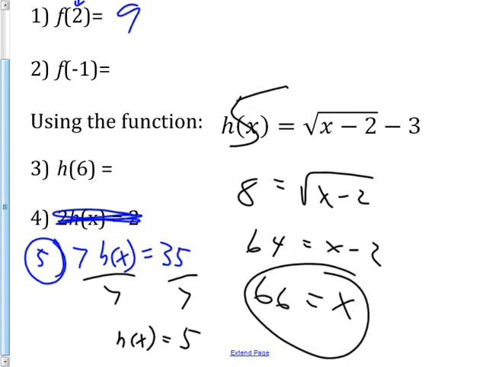Raise your hand if you had 66. Now, if you didn't, you see what happened. Okay. All right, so moving on.